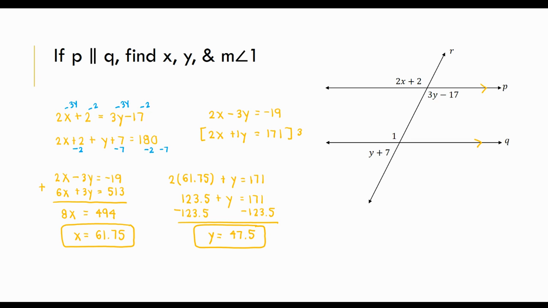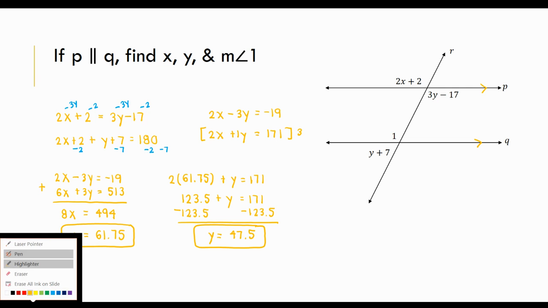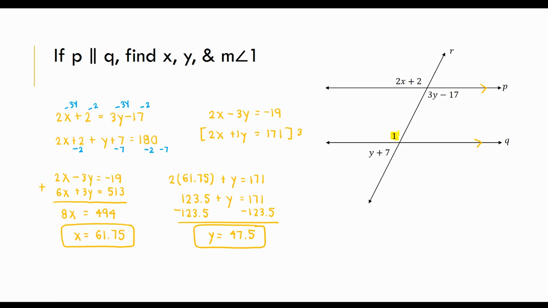So we have 2 of our answers. The next thing we want is the measure of angle 1. Couple different things that we can think of here. So I have a relationship between angle 1 and this angle of 3x minus 17. Because I have parallel lines, those are alternate interior angles, which means that they are congruent. So I could definitely do that. Or I have a relationship of angle 1 and 2x plus 2. Those are corresponding angles. Corresponding angles are congruent.